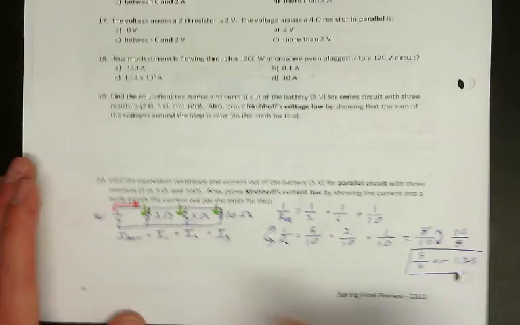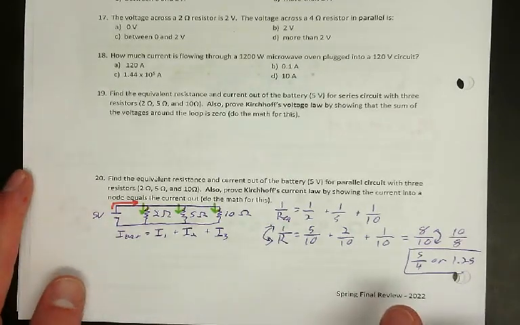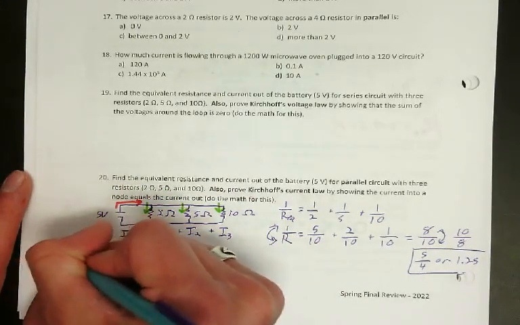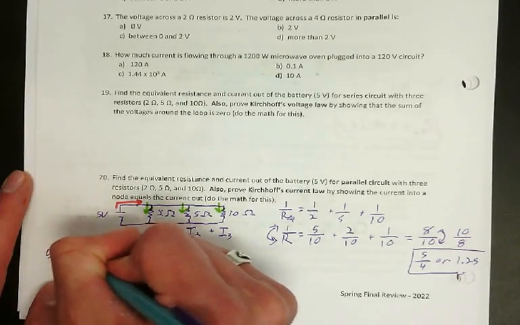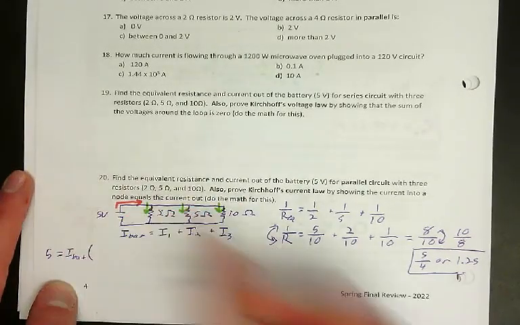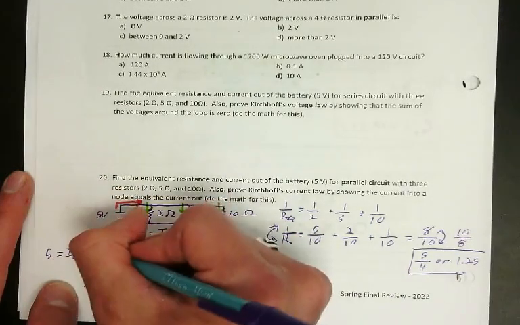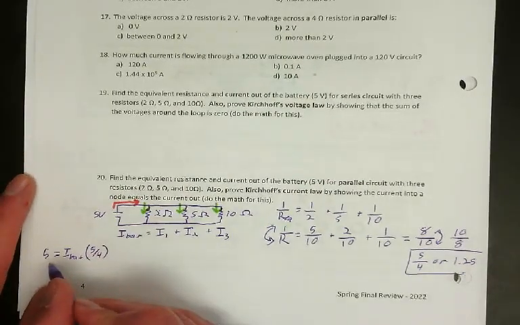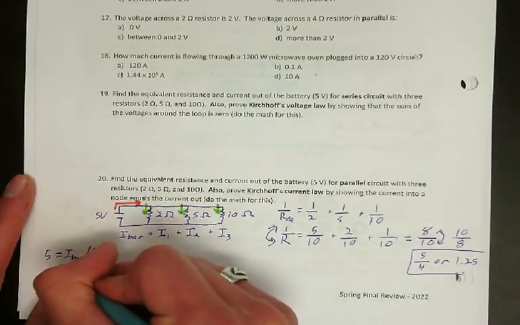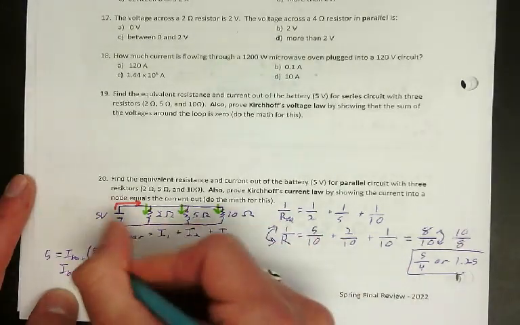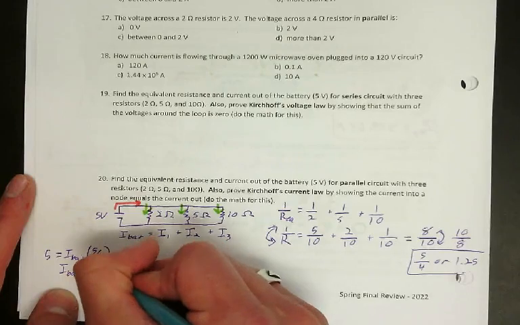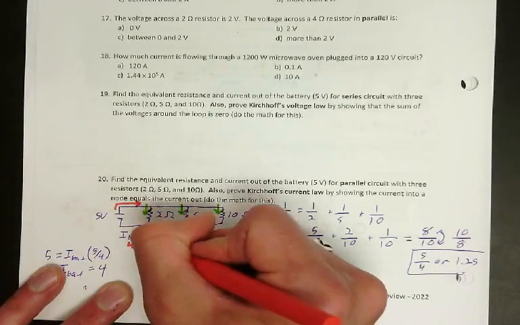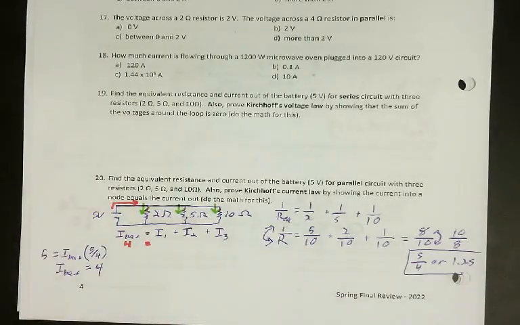So I just need to find all these values. I'm just going to do them over here. So the battery has a value of 5 volts. It has a current, don't worry about it, and it's got a resistance of what I just found, 1.25 or 5 fourths. You would divide the resistance to the other side. When you did that, you would find the current coming from the battery to be 4. Okay, so that's the first one.